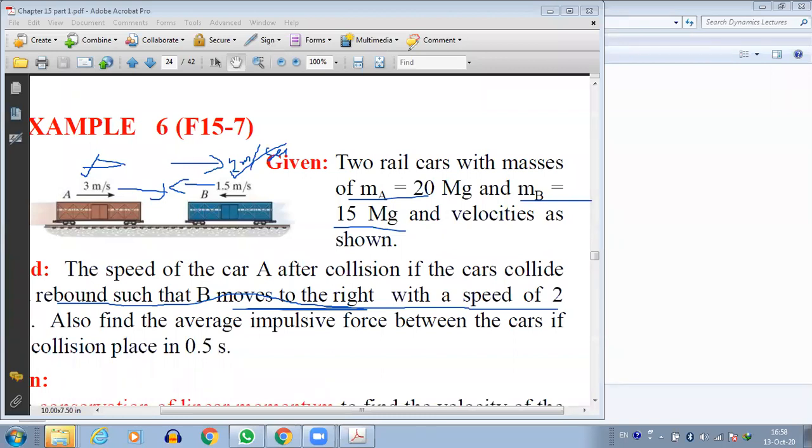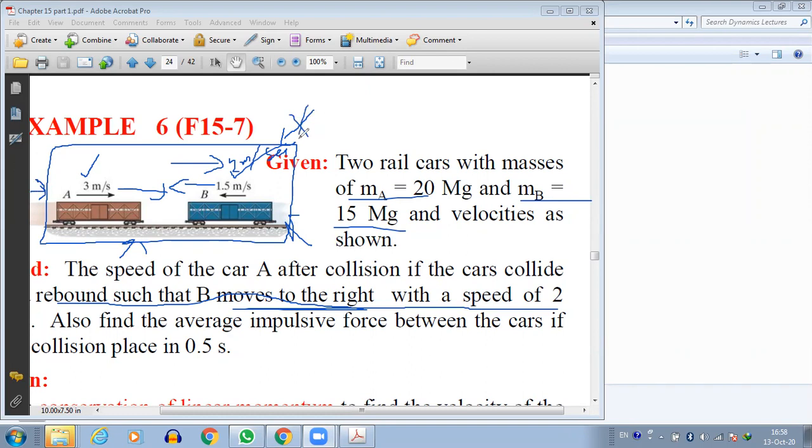Now, in order to solve this problem, initially we will take our boundary as this. We take the whole two cars together as our boundary. Now there is no impact over the boundary. Just the momentum is conserved. So no such impact on the boundary.